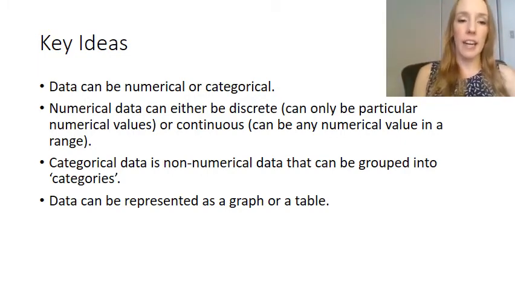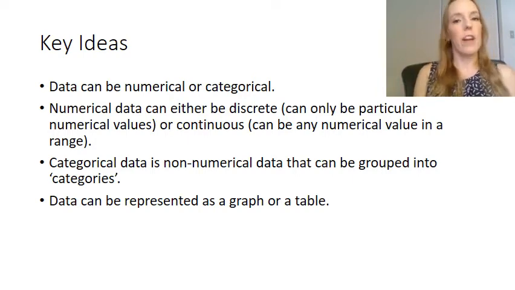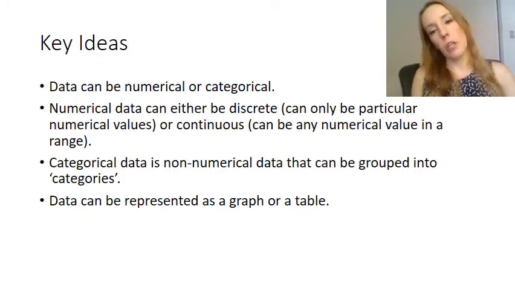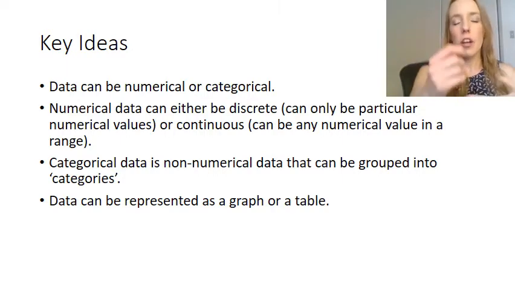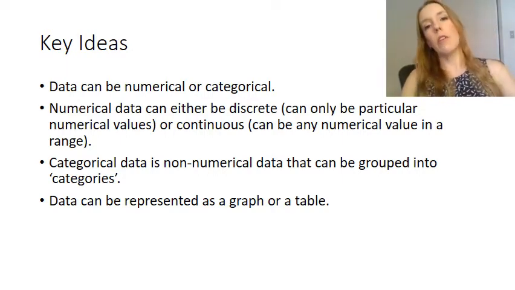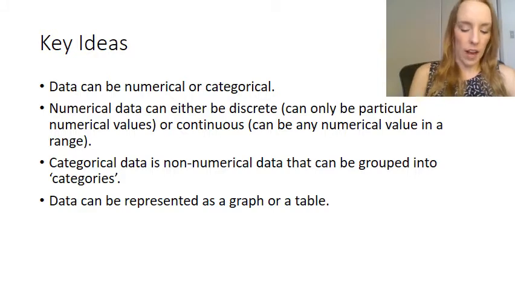So numerical data can either be discrete, so it can only be a particular numerical value. For instance, number of people. It's only going to be whole numbers. You can only have one person, 2 people, 3 people. You can't have half a person or 0.5 of a person. It has to be a particular number. Or you can have continuous data, which can be any numerical value in a range. For instance, time, that could be any value, it's continuous, or we could have height or something like that.